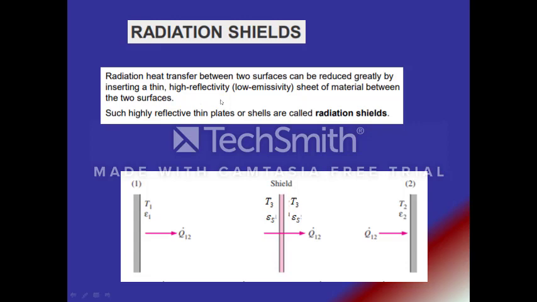So radiation heat transfer between two surfaces can be reduced greatly by inserting a thin, high reflectivity or low emissivity sheet of material between the two surfaces. Such highly reflective thin plates or shells are called radiation shields. The temperature of the radiation shield is T3 and the emissivity of the shield is epsilon S.